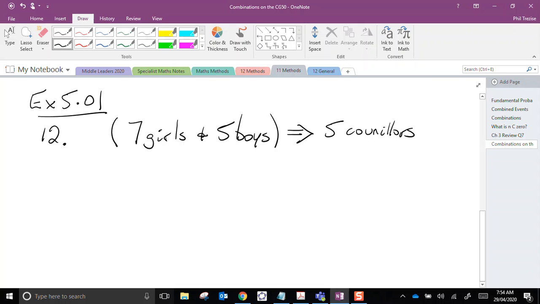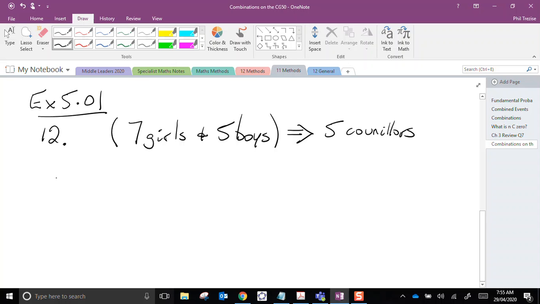on the student council. Now, you might, at your first guess, try to do 12C5. And if there were no restrictions, that would be the right thing to do. But there are restrictions. When I continue to read the question, it says, the principal of the school has stated that there must be either 2 or 3 girls on the council. Now, because these restrictions exist, we're going to have to split this up a little bit.